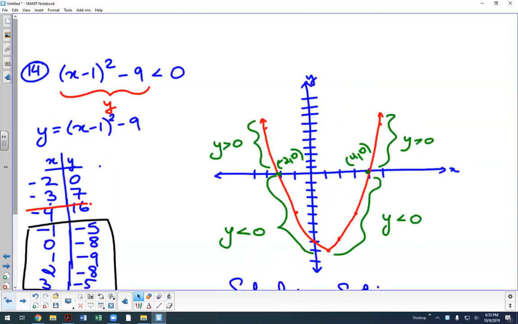You could have also thought about this in terms of transformations, because this is given to us in the transformation form. The -9 told us our graph moved down by 9 units, and of course you can see we were down at -9 for the lowest point. The x minus 1 actually told us our graph moved 1 unit to the right, and you'll notice I'm not at the 0, 0. I'm at 1 unit to the right and 9 units down.